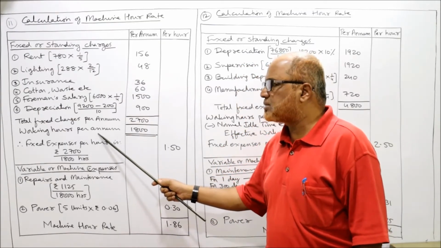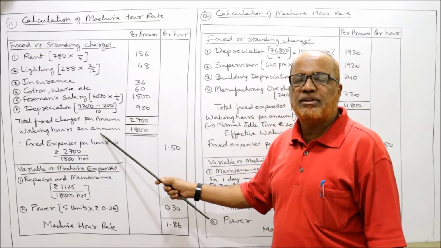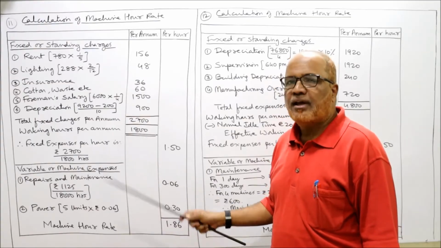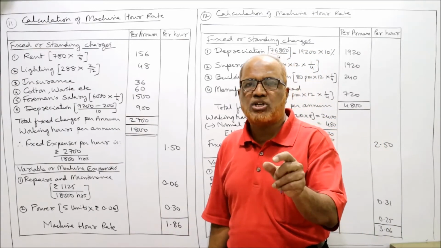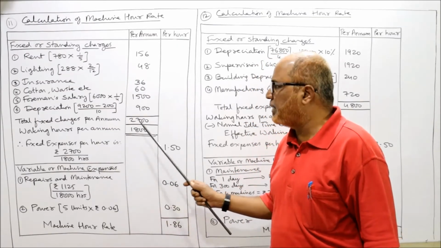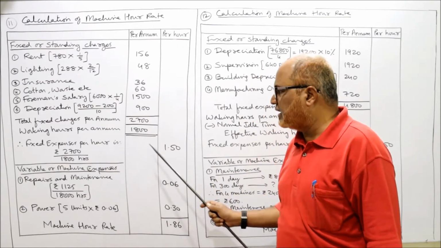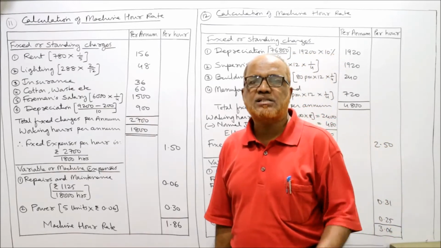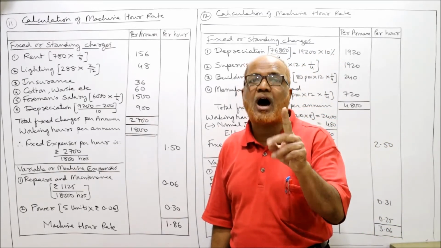Now working hours per annum. It is given in the problem in the last sentence, 1800. 1800 hours the machine works in 1 year, right? Therefore fixed expenses per hour will be 2,700 divided by 1800. 1 rupee 50 paisa is the fixed expenses per hour.